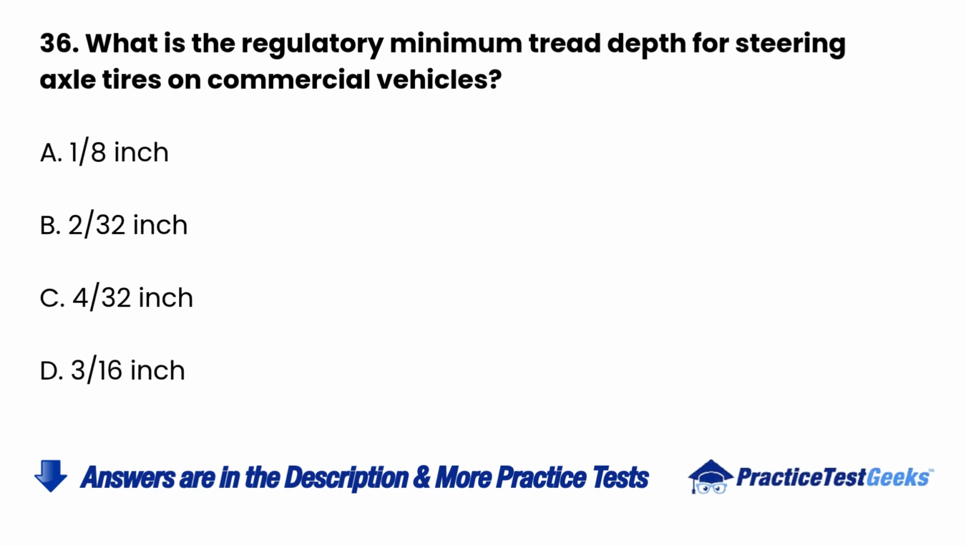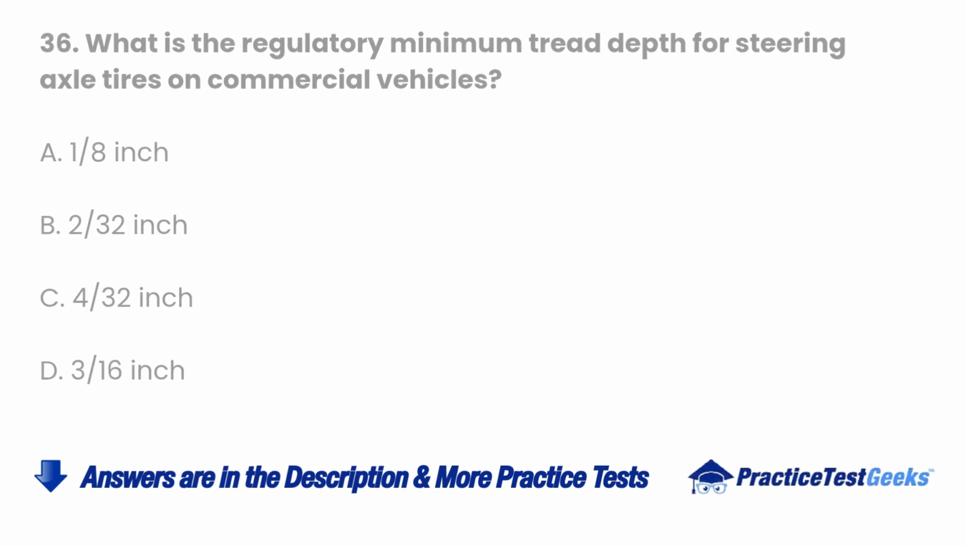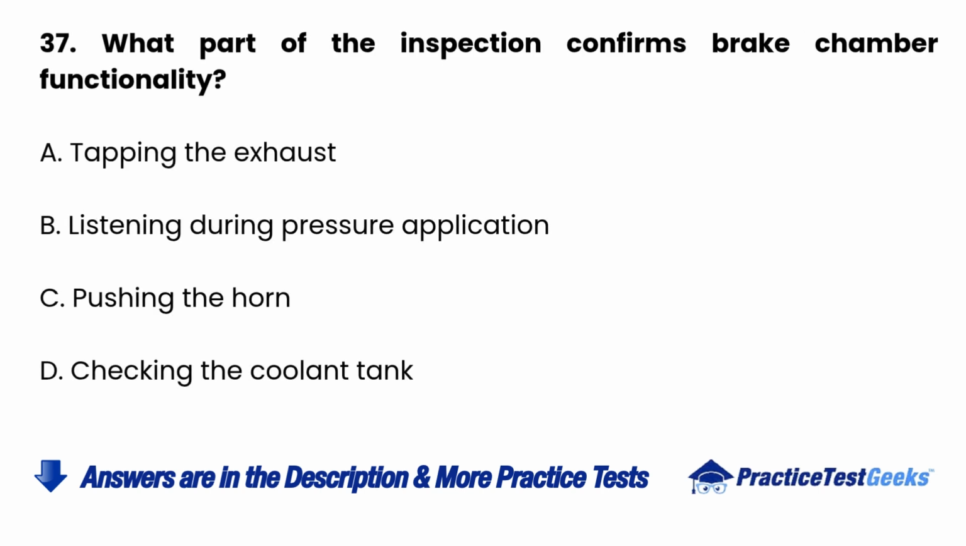A. 1/8 inch. B. 2/32 inch. C. 4/32 inch. D. 3/16 inch. 37. What part of the inspection confirms brake chamber functionality?